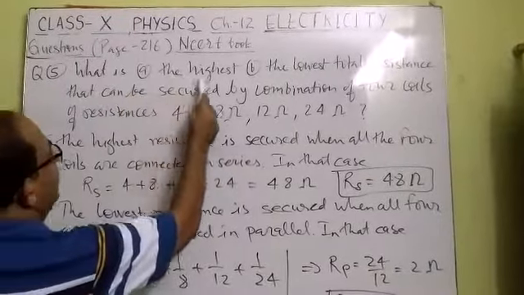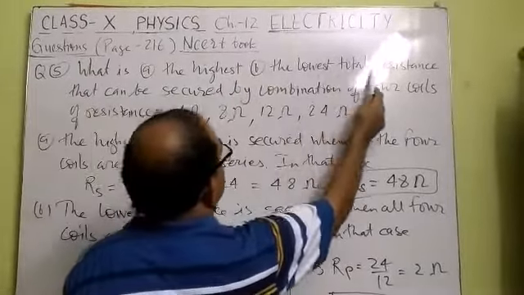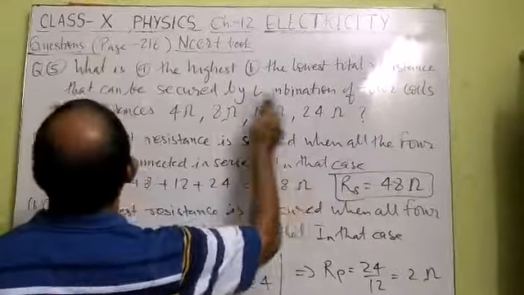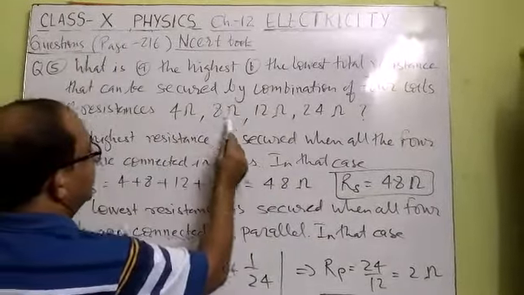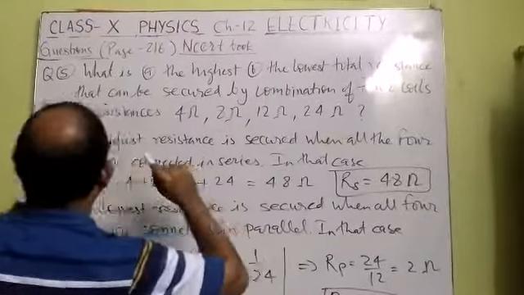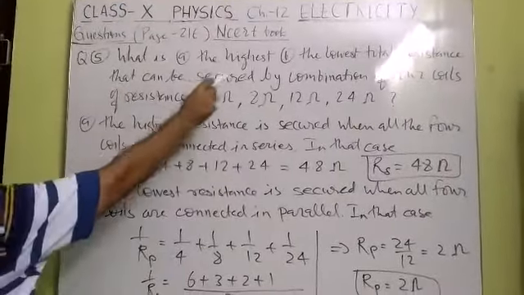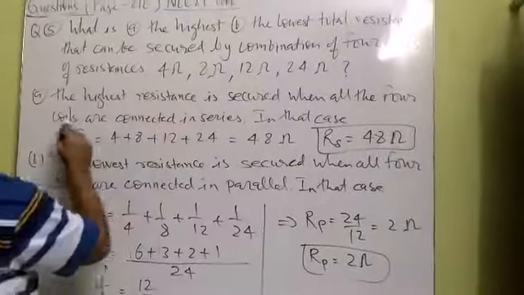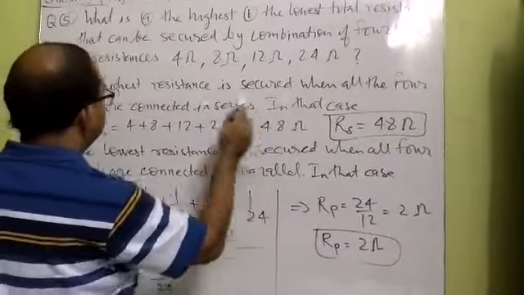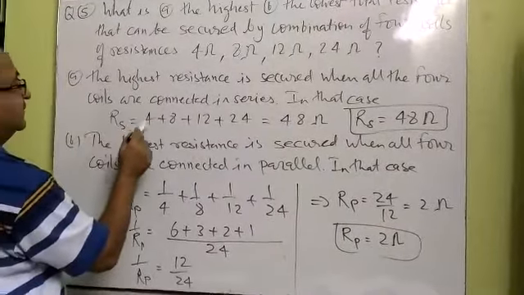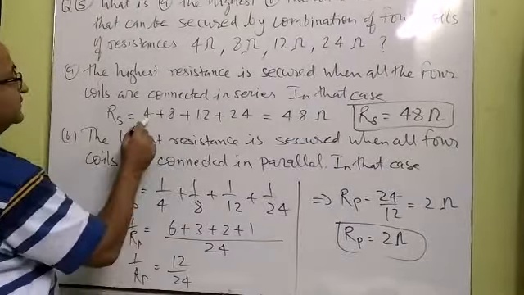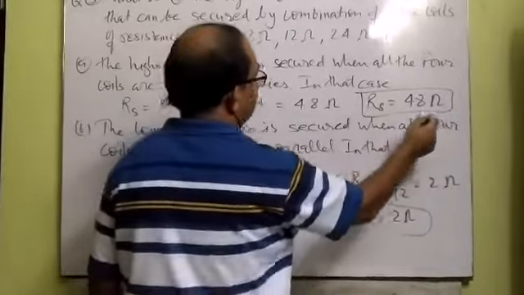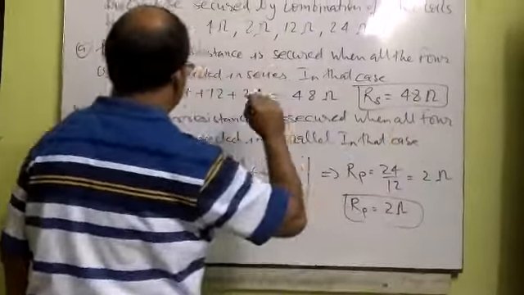What are the highest, part A, and the lowest, part B, total resistance that can be secured by a combination of 4 coils of resistances 4 ohm, 8 ohm, 12 ohm and 24 ohm? Part A, where we require the highest resistance. The highest resistance is secured when all 4 coils are connected in series. In that case, the equivalent resistance in series will be equal to R1 plus R2 plus R3 plus R4, means 4 plus 8 plus 12 plus 24, and its sum is 48 ohm. So in series combination, the equivalent resistance will be 48 ohm, which is the highest.